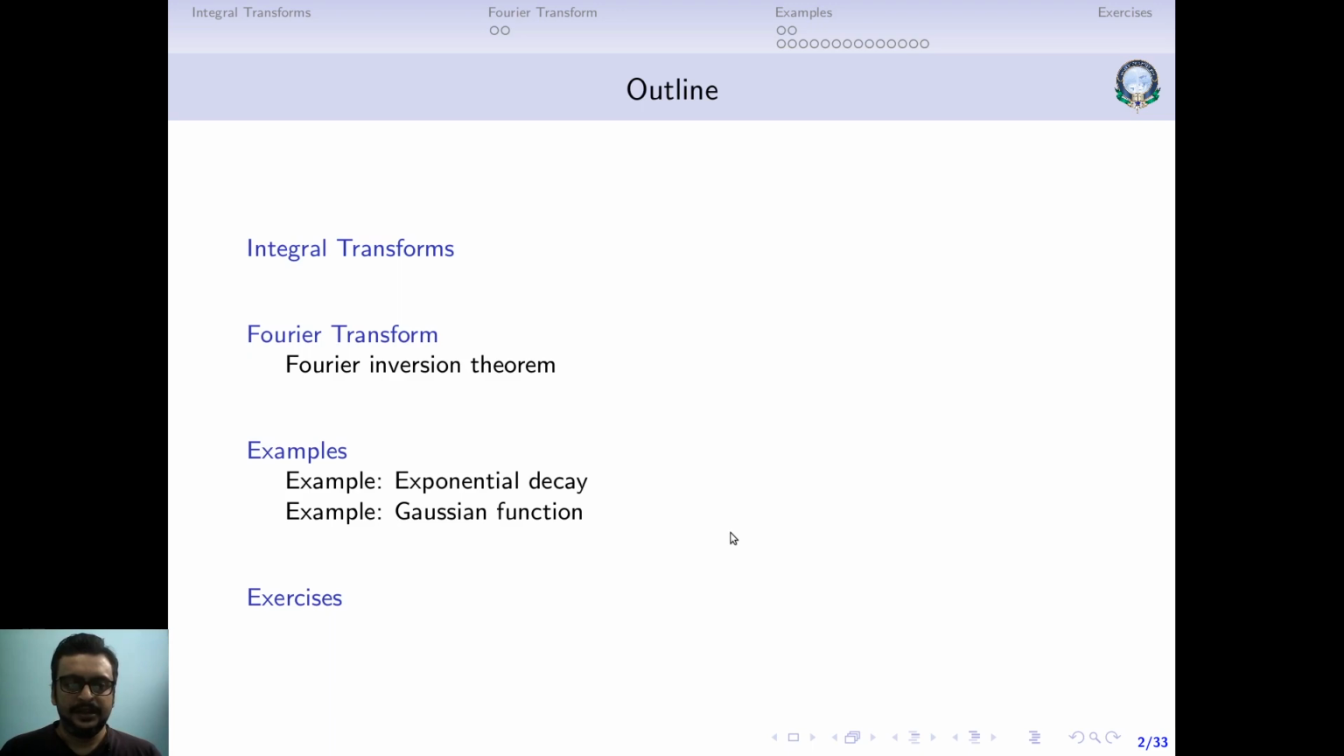Then we will end with a couple of examples. The first example is that of an exponential decay problem, and the second example is that of a Gaussian function, and finally there will be some exercises for you to solve at home.